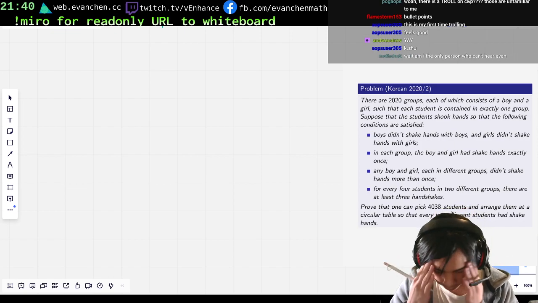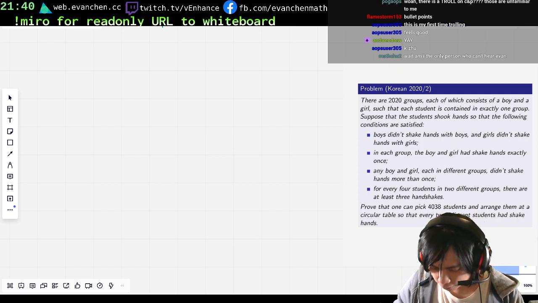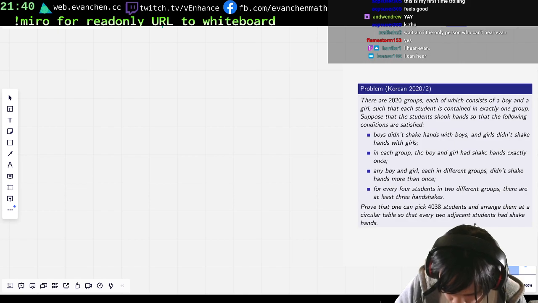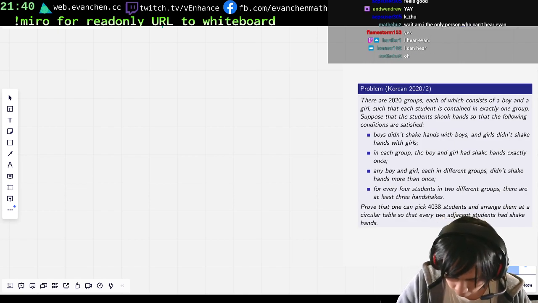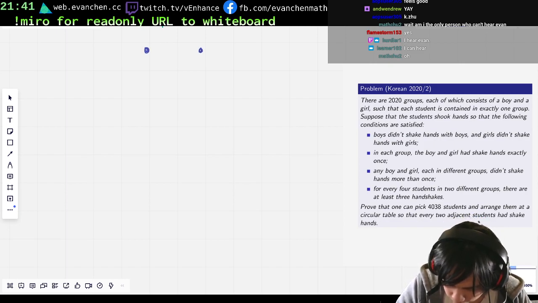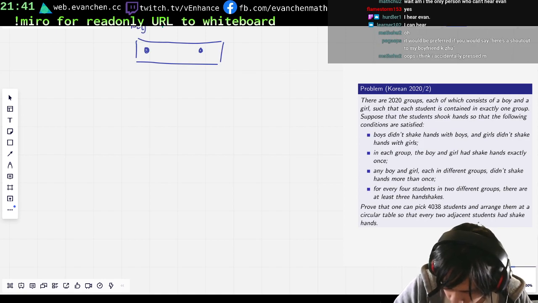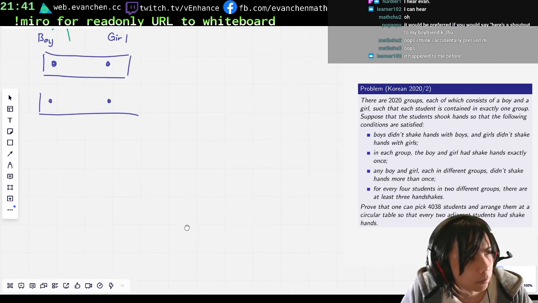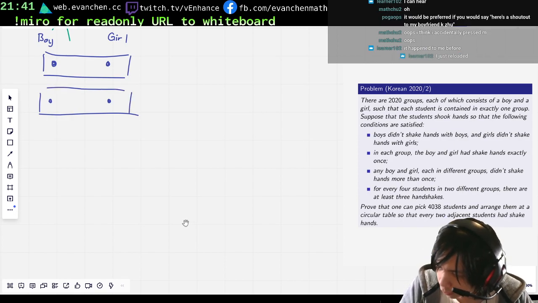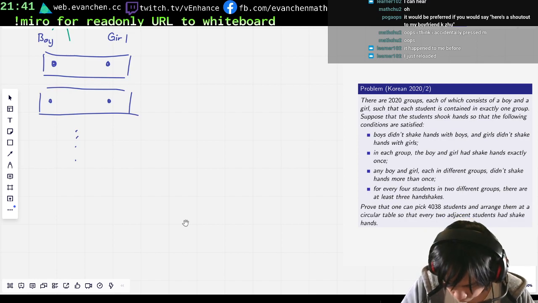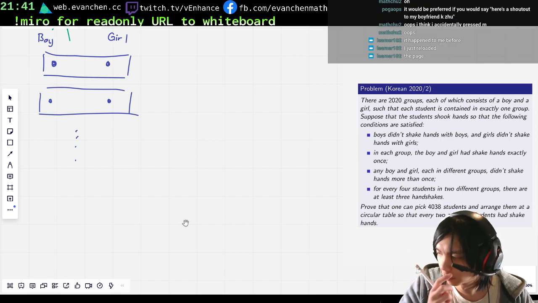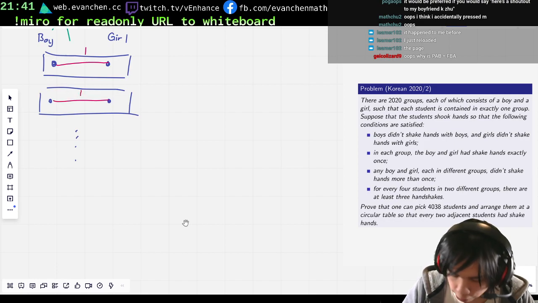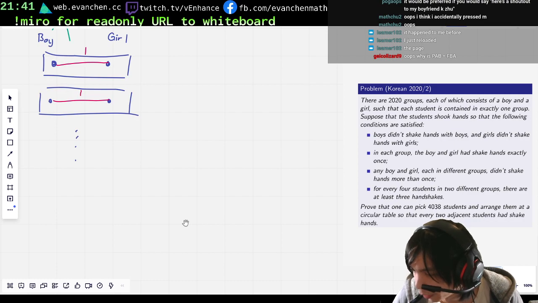Okay, welcome back everyone. So today we have a problem from Korea 2020, the Korean final round, problem two. In this problem, there's 2020 pairs. So this is a group, I guess. Let's put the boys here and the girls here. And so it's a bipartite graph where these things are promised to have edge weight 1, so I guess they can shake hands more than once.